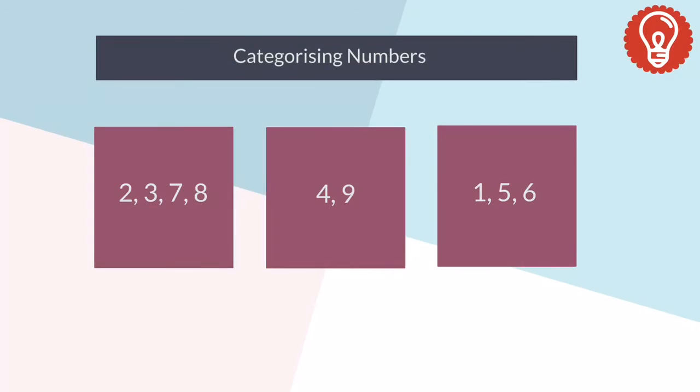Now, all we have to do is apply the concept of cyclicity onto numbers. But before that, let's categorize the numbers into 3 sections based on their behavior. So, 2, 3, 7, 8 behave a certain way, 4 and 9 behave another way, and 1, 5, 6 as a separate category. Let's take the first category of numbers, which is 2, 3, 7, 8.